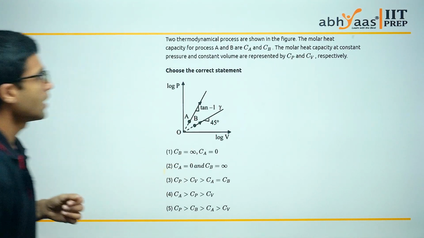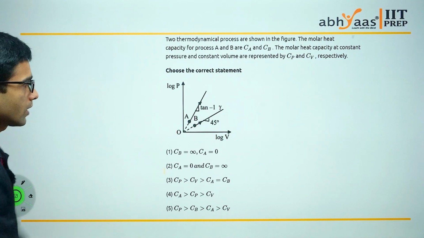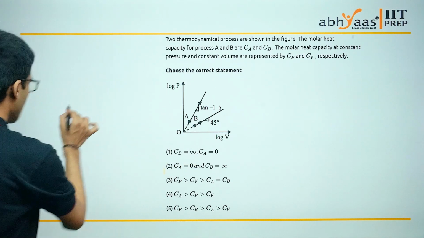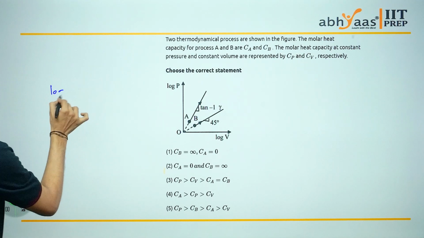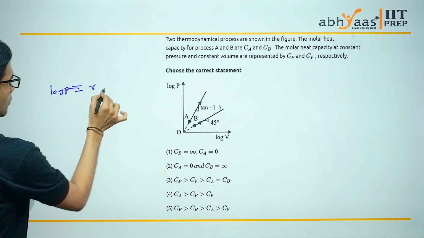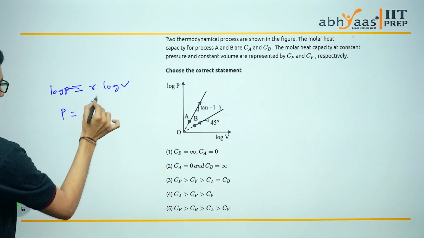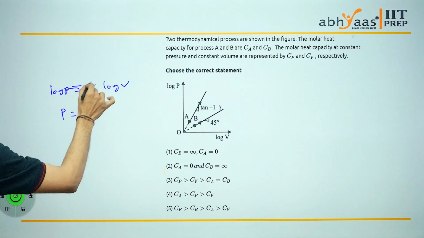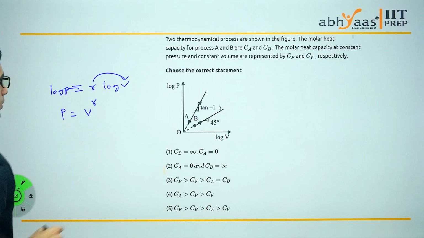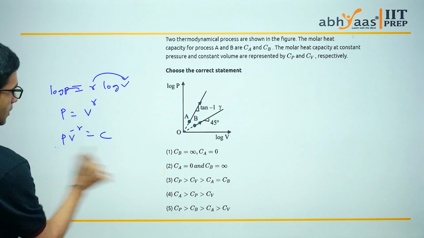Next question is related to a graph given for two thermodynamic processes, A and B. You know that from the graph, if you calculate the slope, then log P is equal to gamma into log V. Taking this, P equals V power gamma. Remove the log. You will get P V power minus gamma equal to constant.